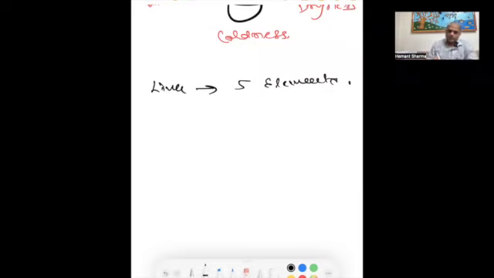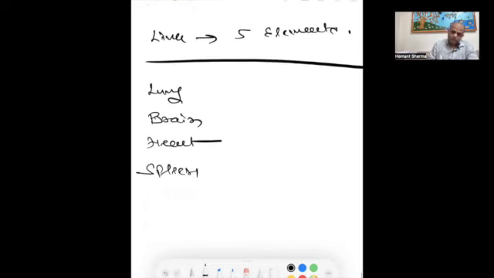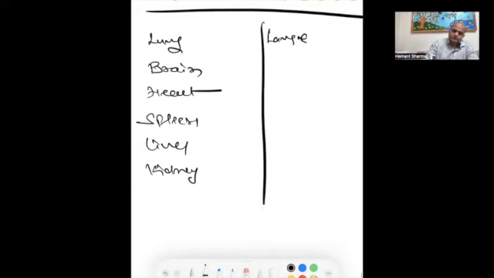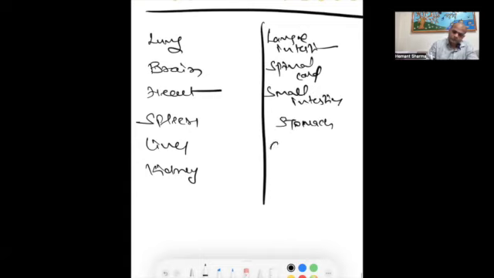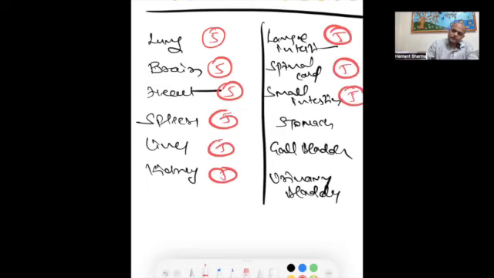In the same way, if we talk about all the meridians, like lungs, brain, heart, spleen, liver, and kidney, and other than that, large intestine, spinal cord, small intestine, stomach, gallbladder, and urinary bladder. So in the human body, we have a total of 12 meridians. So 5 element points of the lung, 5 element points of the brain, 5 element points of the heart, then the spleen, liver, kidney, large intestine, spinal cord, small intestine, stomach, gallbladder, and the urinary bladder. So in total these are 60.